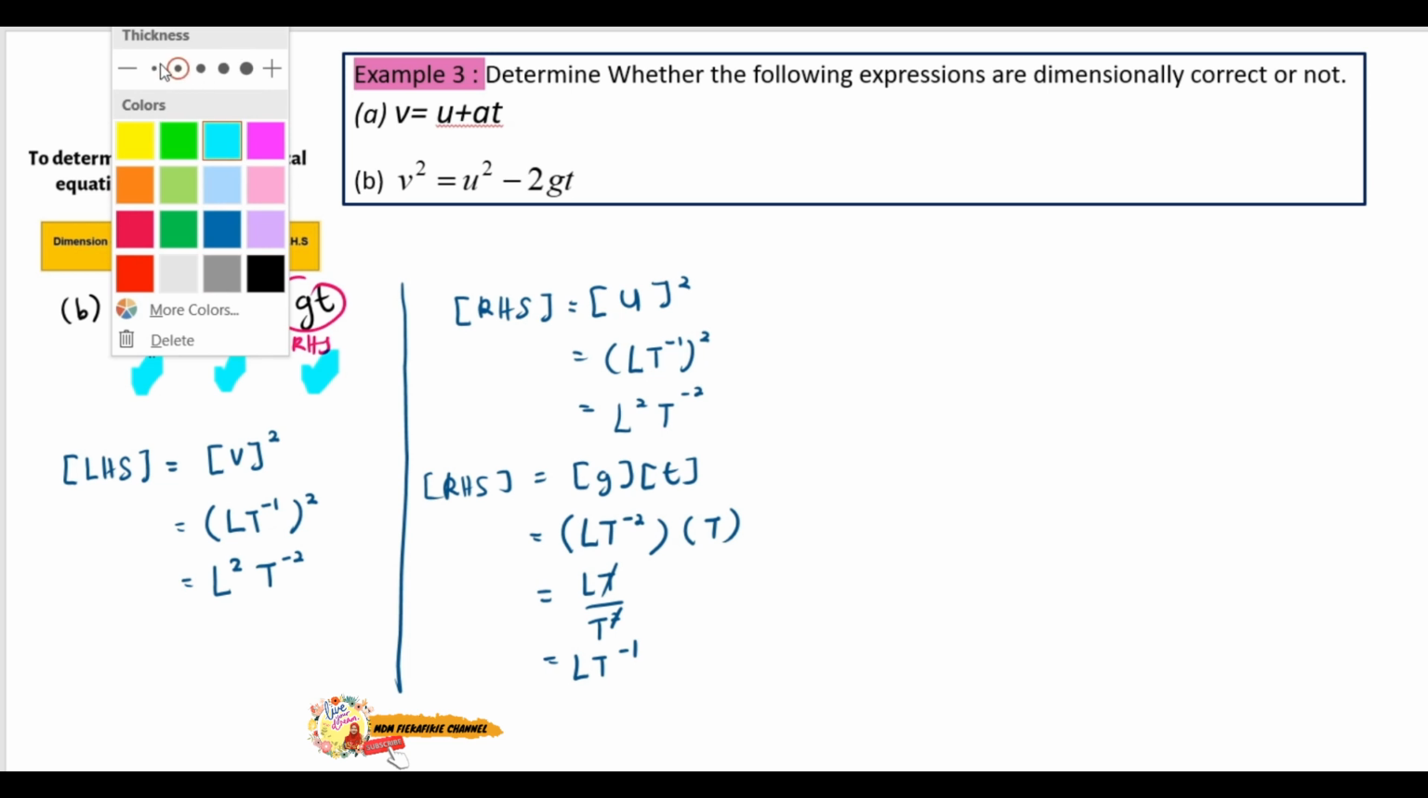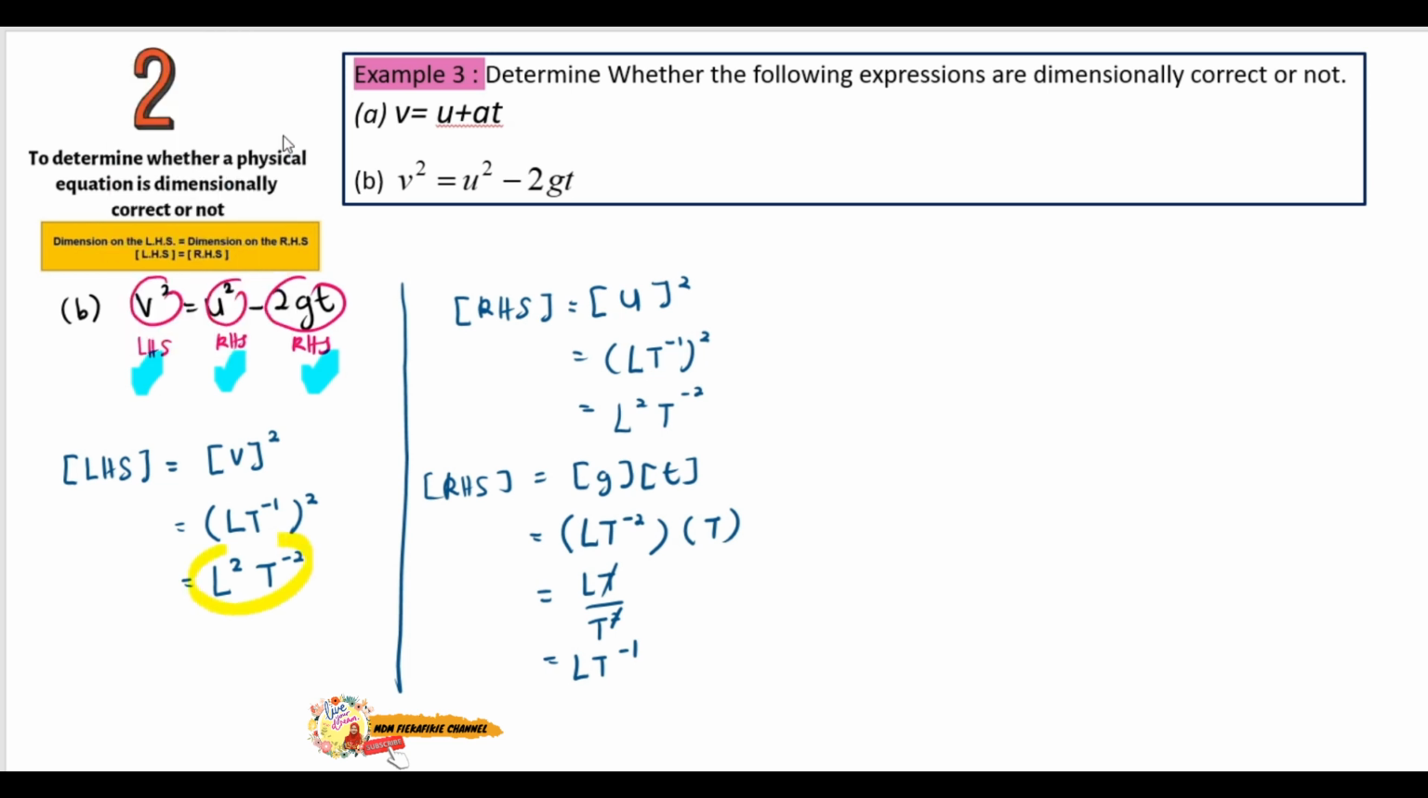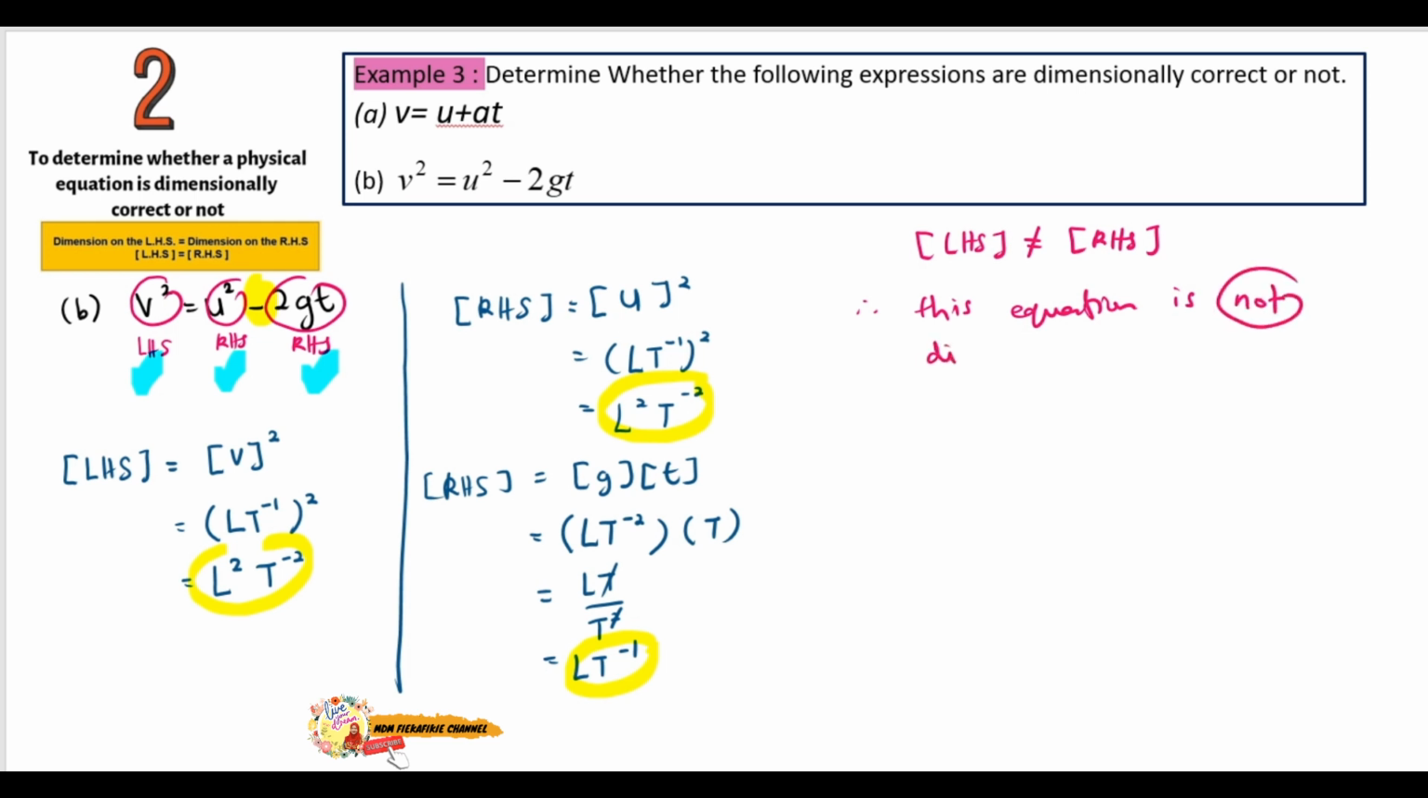Okay, so now look at here. This is the dimension of the left hand side and this is for the right hand side. The first one is the same, but the second right hand side is not the same. Do not add or subtract. Look, this is the minus symbol. So we only need to write that the dimension of the left hand side is not equal to the dimension of the right hand side. Therefore, this equation is not dimensionally correct. Or we can also say this equation is not homogeneous.